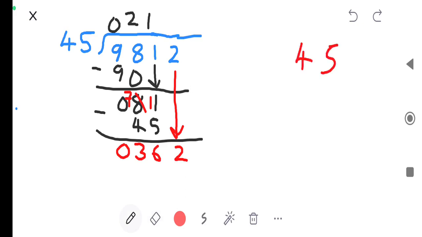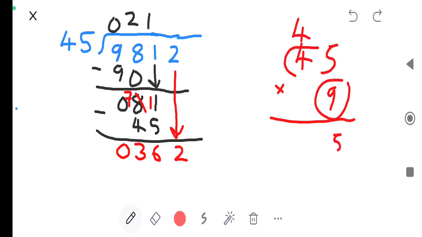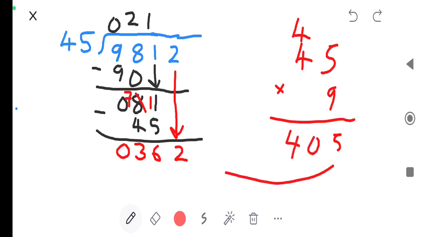Look at it. 9 times 5 is 45. Write 5, put 4 at the top. 9 times 4 is 36. Plus the 4 on top, you have 40. Now, 405 is bigger than 362. That means that 9 didn't work. So you use a smaller number, which is 8.